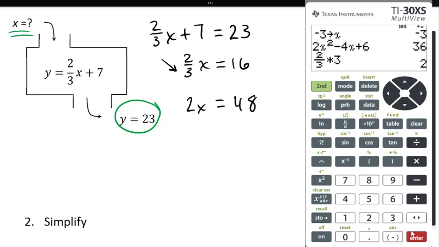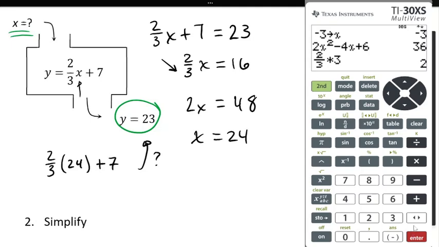And then my last step here is I'm going to divide both sides by 2. When I divide both sides by 2, this side is going to become x, and this side is going to become the number 24. So x is 24, and it's definitely worth taking a moment and confirming. If I place 24 in for x, is 2/3 times the number 24 plus 7 more the output that I want? Is that the output I want?